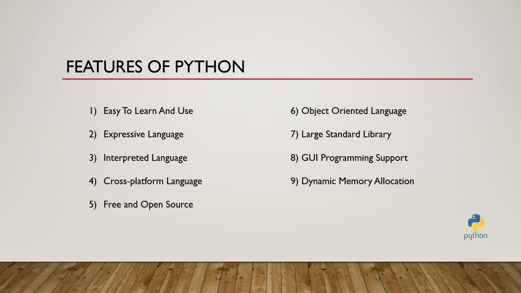Python has a large library collection for machine learning, web development, and scripting. Pandas, NumPy, and TensorFlow are libraries used for machine learning. Python supports graphical user interfaces for developing desktop applications. Tkinter and Kivy are libraries for developing desktop applications. Python has dynamic memory allocation. We don't need to specify the data type of a variable. When we assign a value to a variable, it automatically allocates the memory for the variable at runtime.